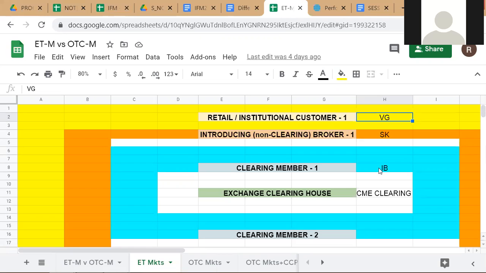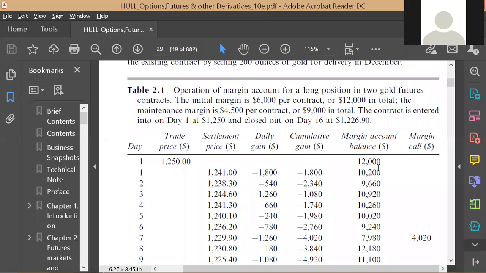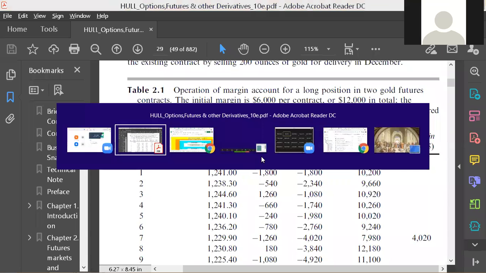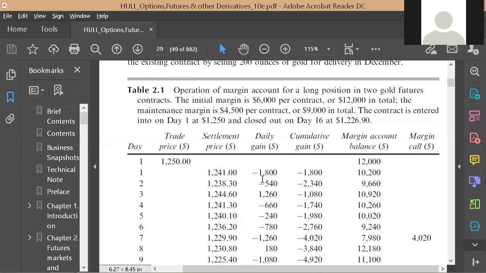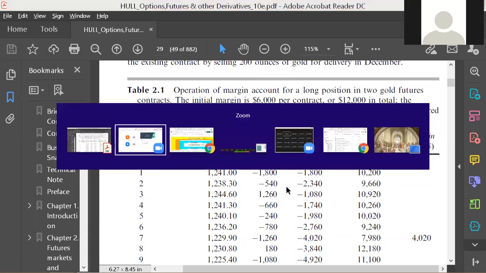And each transaction, each contract has an initial margin requirement, as is given in this case as well, right? Each initial margin is 6,000. So these guys are going to make sure that, on account of IB, the account that IB is maintaining with CME clearing has the number of contracts times the initial margin per contract. That amount they're going to keep track of.